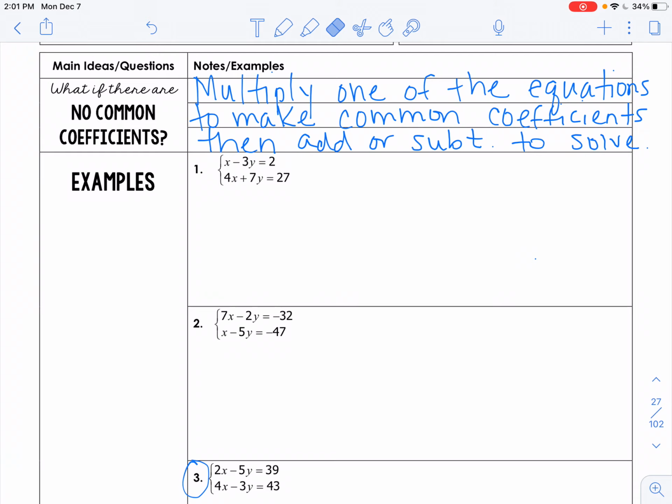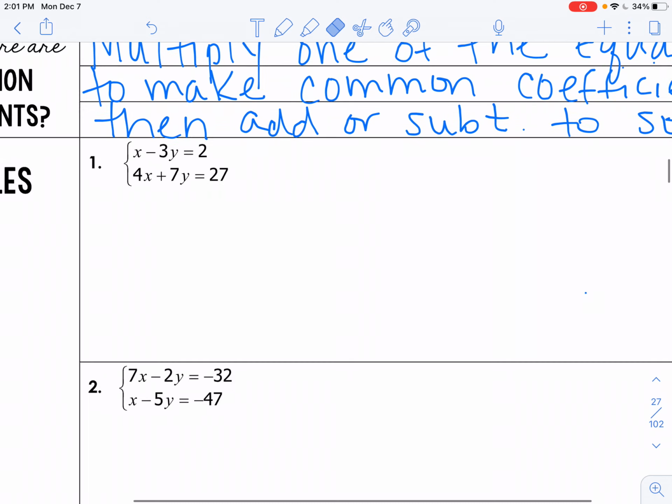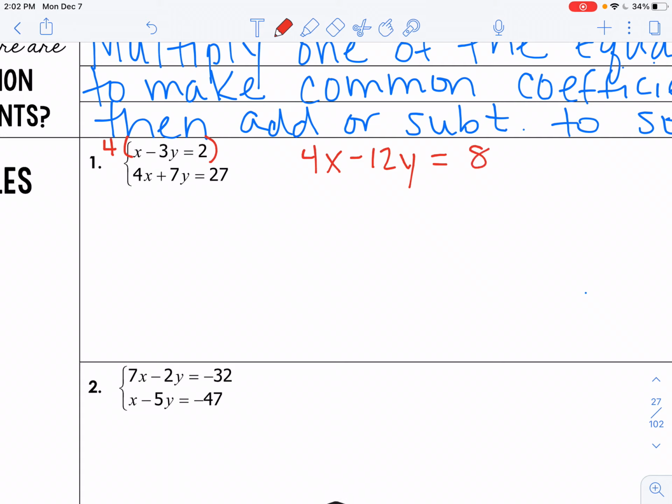So what I'm going to do, I'm going to make this a little bigger. Let me change my color out here. So I'm going to take this first equation and multiply everything by 4. Those are parentheses. So it's 4 times x, which is 4x, 4 times negative 3y, which is negative 12y, equals 4 times 2 is 8. Everything gets multiplied by 4. Now, write down the second equation exactly how you see it.